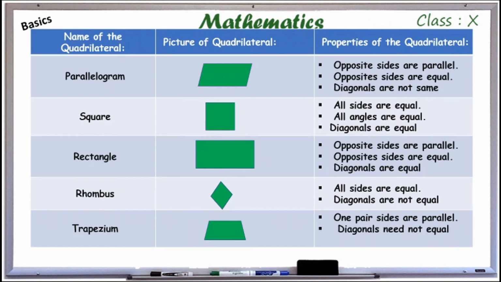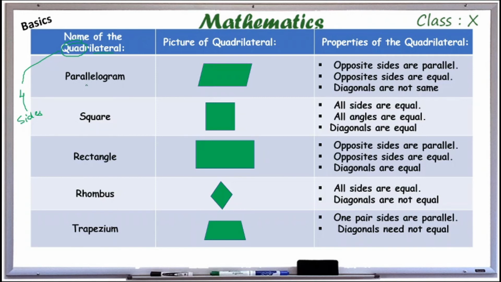So we have learned about triangles, different types of triangles: equilateral, isosceles, right triangle and all. Now we are studying quadrilaterals. Quadrilateral means a four-sided figure. Quad means four, and lateral means side. So four-sided figures are called quadrilaterals. And we know four-sided figures: parallelogram, square, rectangle, rhombus, trapezium and all.